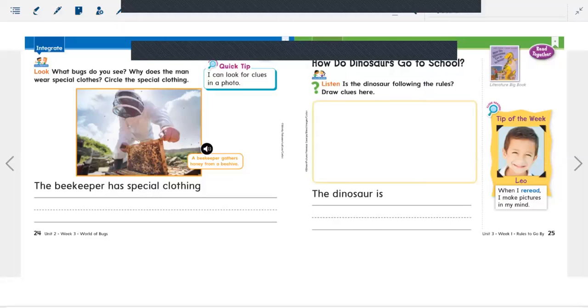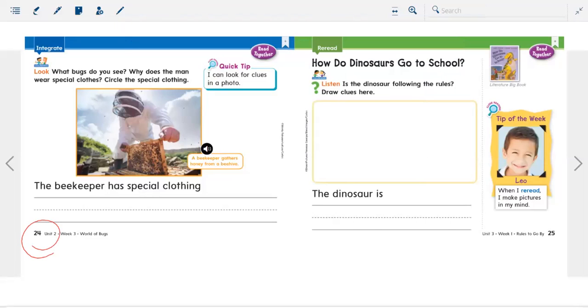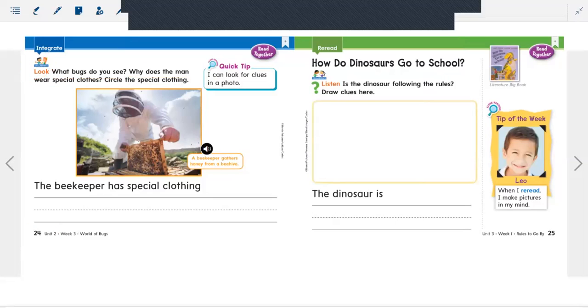Let's turn to page 24 in your close reading companion, and let's read together. Let's read over here. What bugs do you see? Why does the man wear special clothes? Circle the special clothing. All right, so what bugs do you see here in this illustration?